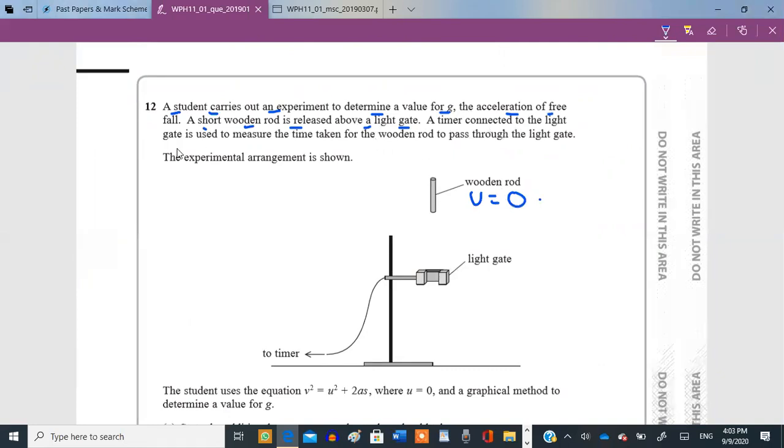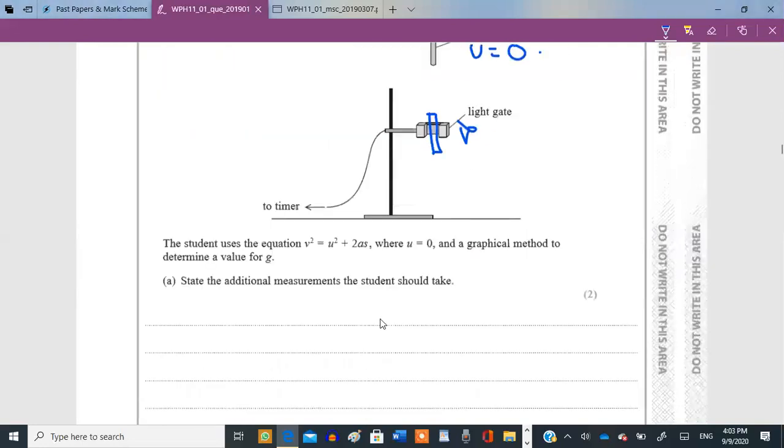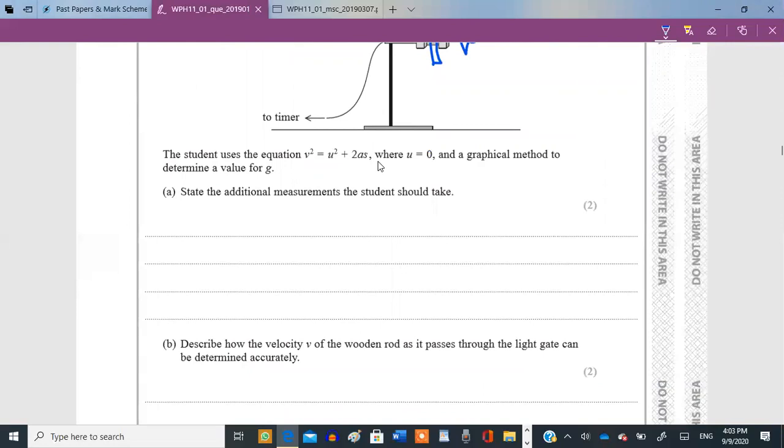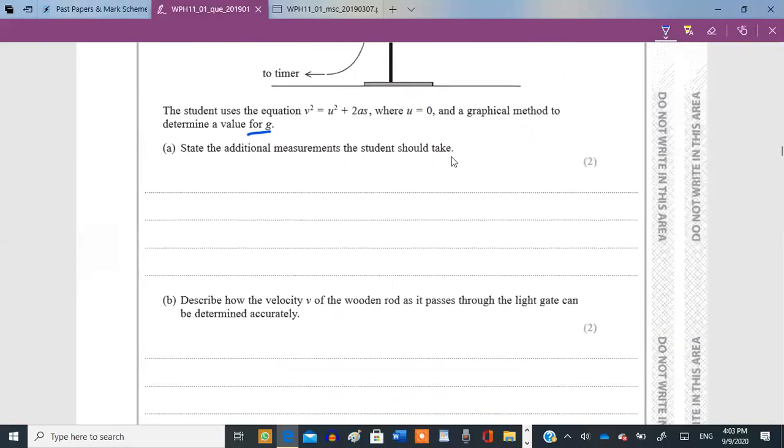Then the timer is connected to this light gate. So as this rod crosses this light gate, it would have a certain velocity with which it is crossing it. And then it falls down. A timer is connected to measure the time of the wooden rod to pass through the light gate. The experimental arrangement is shown over here. The student uses this equation and u is equal to 0 in the graphical method to determine a value for g. State the additional measurements that the student should take.